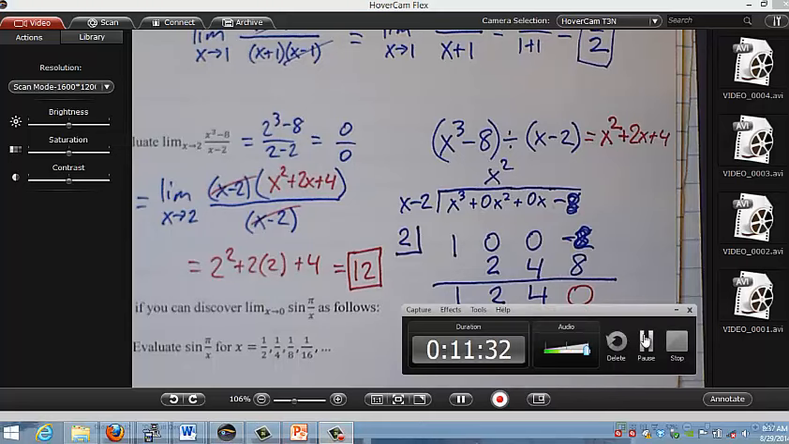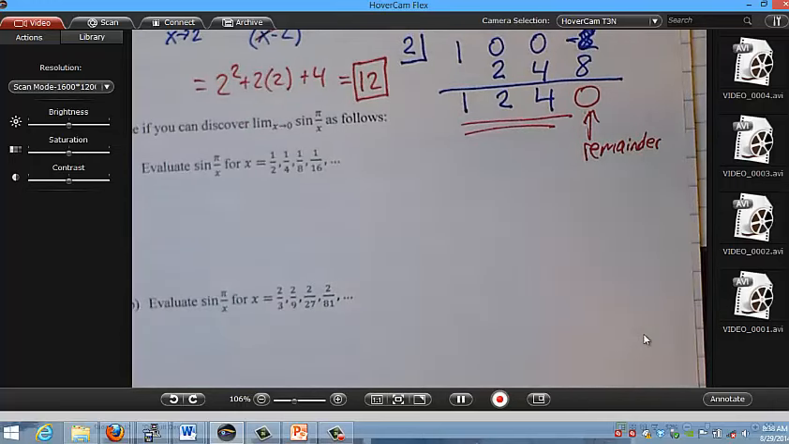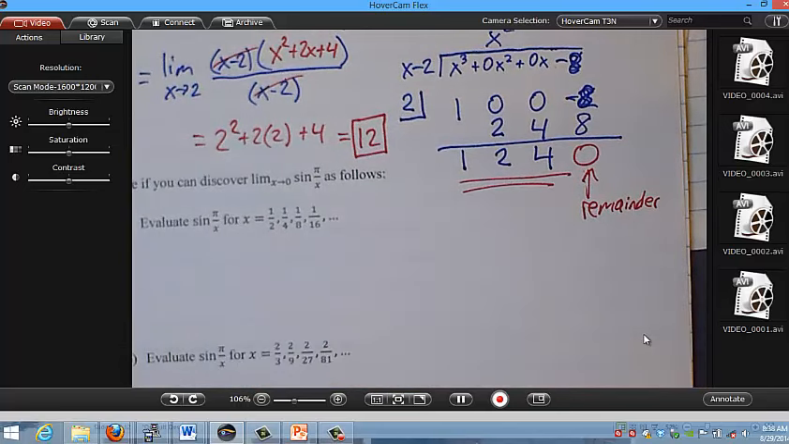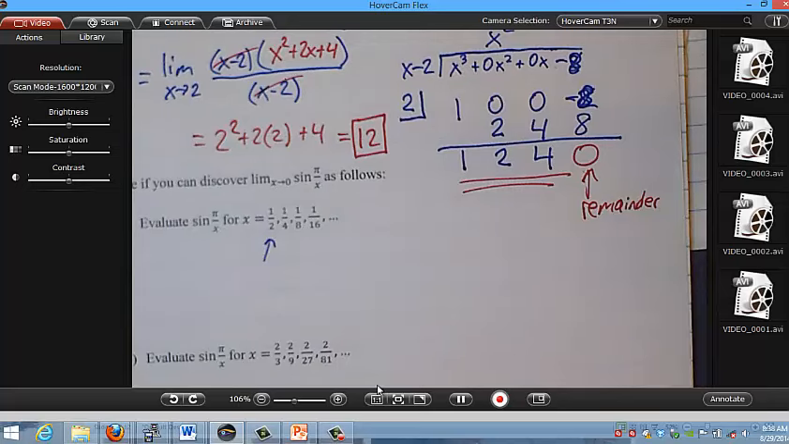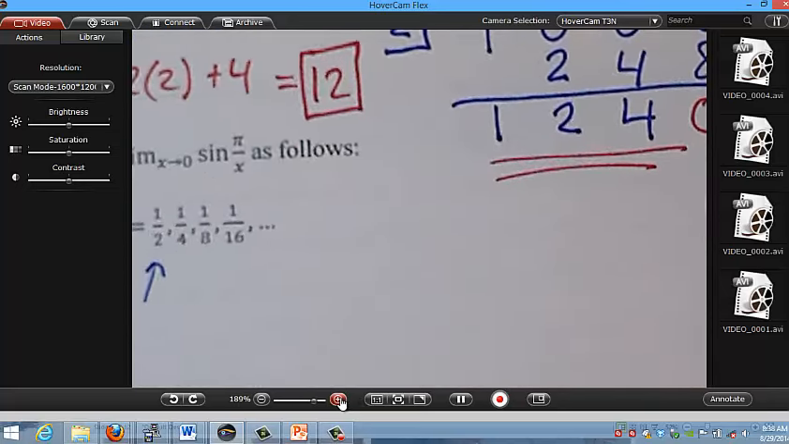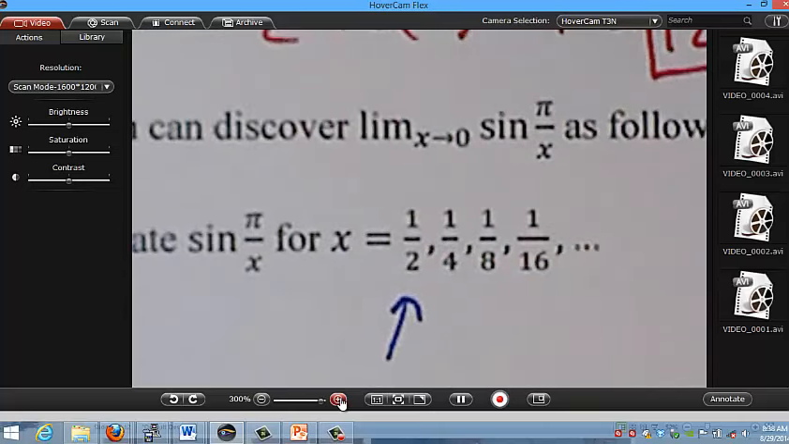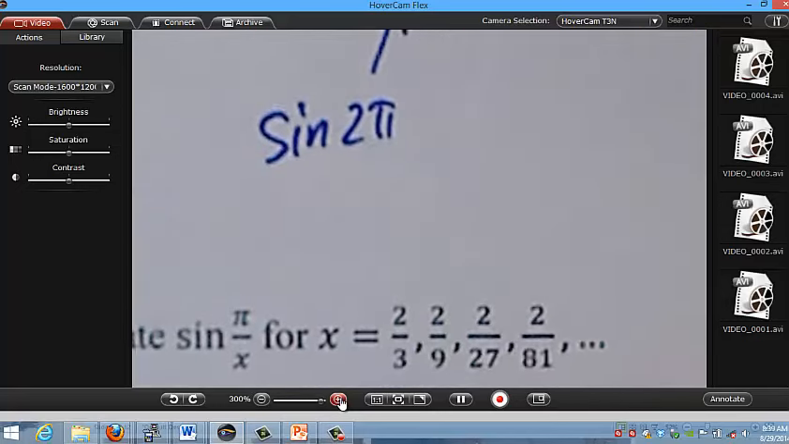Actually, that's been recorded. So the third one, see if you can discover the limit as follows. Well, part A, you plug in any of these things, what do you get? You get 0. Because like when you do 1/2, right? Let me zoom in so you can see those fractions a little more clearly. When you plug in x equals 1/2 into sine of pi over x, you're taking the sine of 2 pi, right?